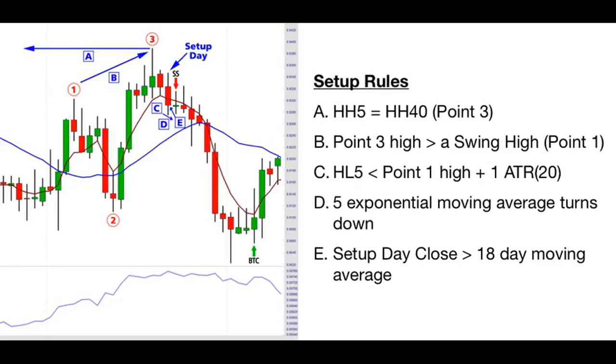And then D, the 5-day exponential moving average turns down as of setup day. You can see setup day highlighted on the chart, and if you look at the brown exponential moving average line, you see that it turned down on that day. And then condition E, the setup day close has to be greater than the 18-day moving average, which is the blue line. And clearly it's well above that average.